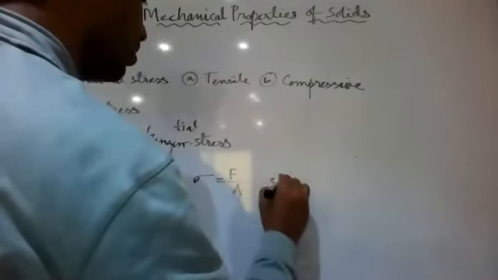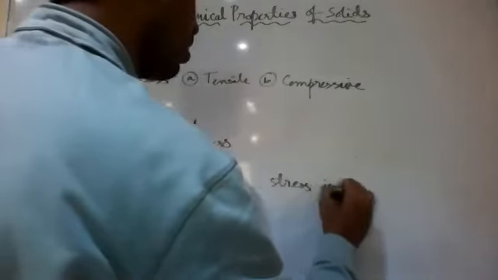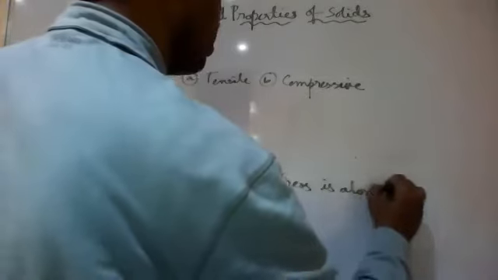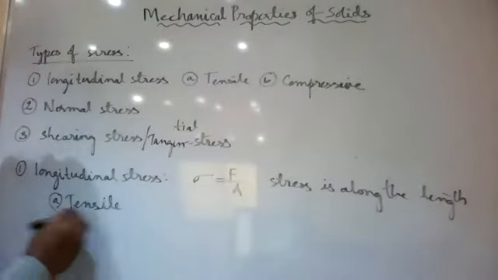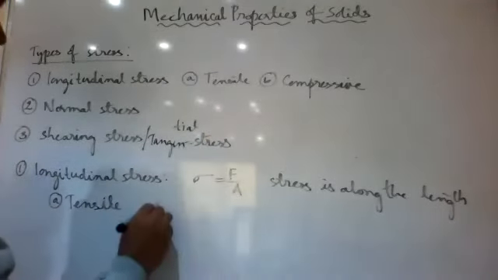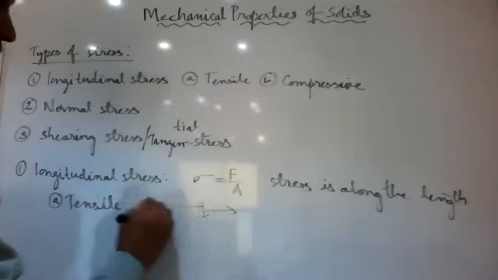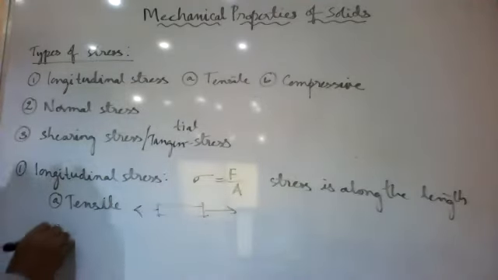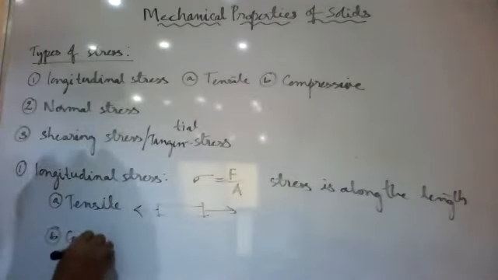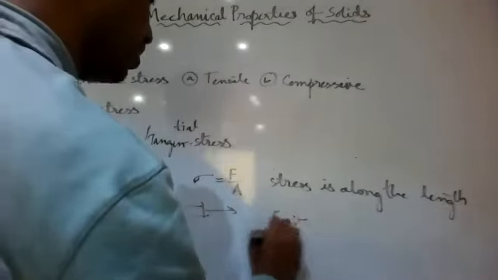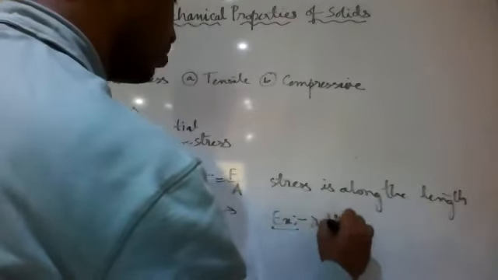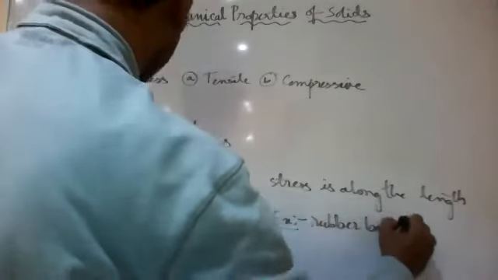Okay, if the stress is along the length, then that is said to be longitudinal stress. So here we have tensile stress. Tensile stress means if the stress is outward, then that is said to be tensile stress. Next one is compressive stress. Example for tensile stress is a rubber band. A rubber band is the best example for tensile stress.